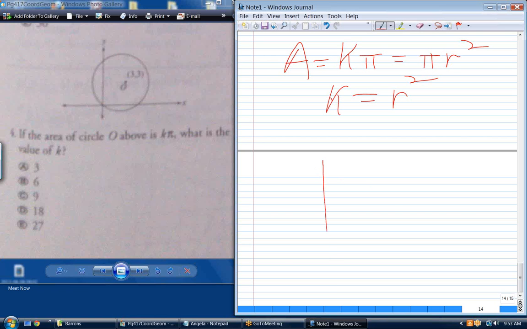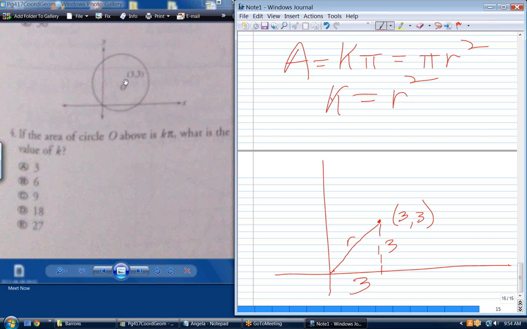Remember in coordinate geometry, the points, that's 3 on the x-axis and 3 on the y-axis. This is the radius. So this is 3 and this is 3. So I need a radius that's not 3. You see why 3 isn't? In other words, 3 is the measurement from here to here, and 3 is also the measurement from here to here.